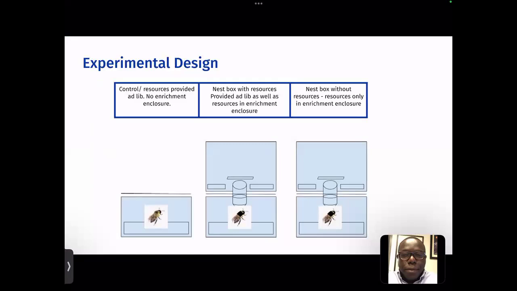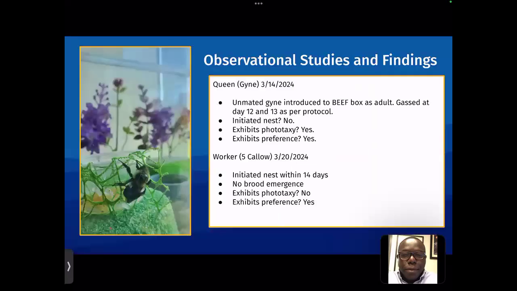This is the experimental design. So we see this one is the control. The second one is the nest box with resources in the top and the bottom. And then the third, which only has resources in the top. The reason why I use this model for my initial test is because I wanted to know if the bees exhibited preference. So did they prefer to eat in the upper box or did they have to eat in the upper box? So this is my findings.